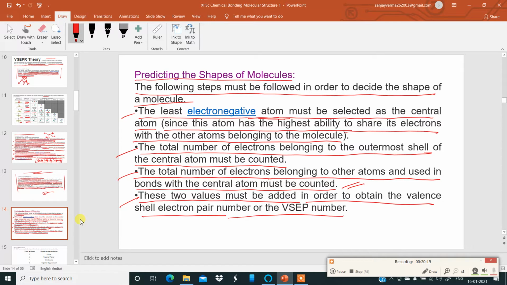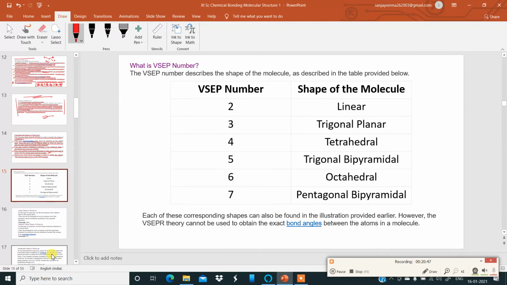That means we have to take into account the total number of electrons in the valence shell of the central atom and the total number of electrons in the atoms which are surrounding the central atom. This number is called the valence shell electron pair number. Depending on this, it is possible for us to predict the shape of the molecule, which can be understood very clearly from the next table below.